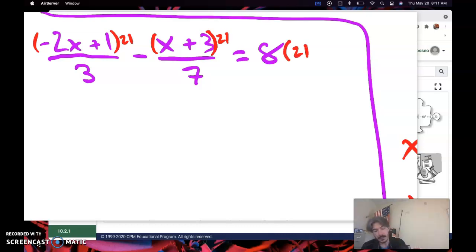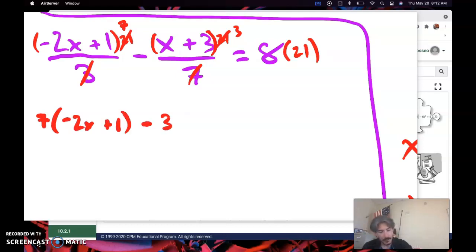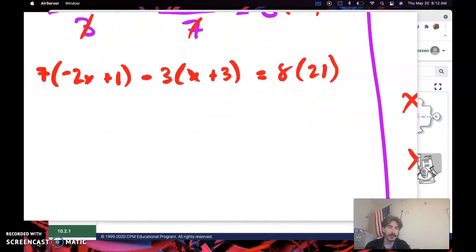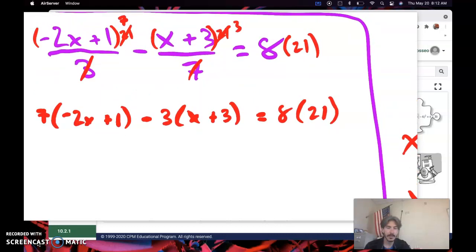All right, and if I do this, ladies and gents, something kind of interesting happens, okay? I'm going to cancel this 3, but when I cancel a 3 from the 21, I'm left with the 7. Now, can you predict where that comes from? I'm going to cancel this, and I'm going to cancel a factor of 7 from the 21, and when I do so, I'm left with 3. So really, this problem becomes 7 times negative 2x plus 1 minus 3 times x plus 3, and that's equal to 8 times 21. Okay, so simplifying my problem really was a pretty easy thing to do there, but I've got to remember some of those multiplication facts and some of those ways that I multiply and divide.